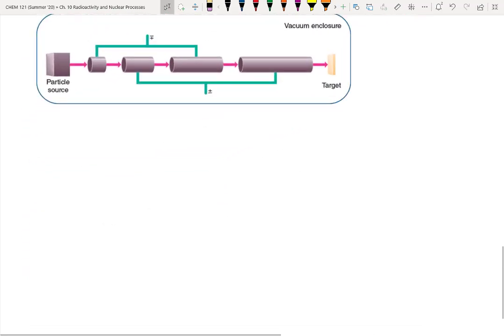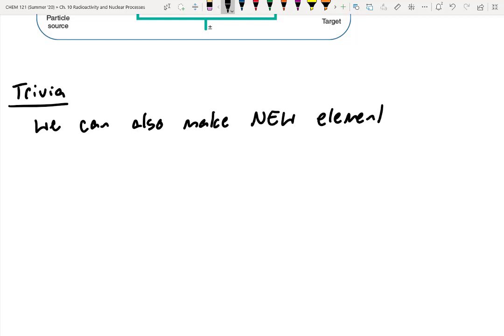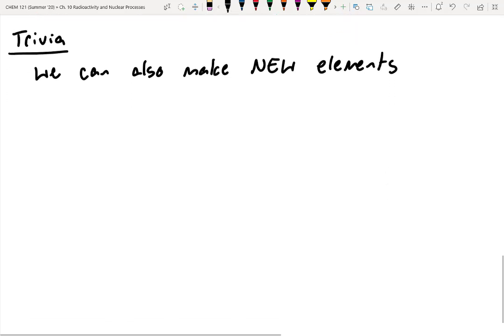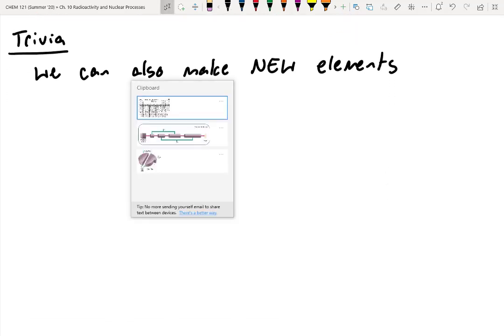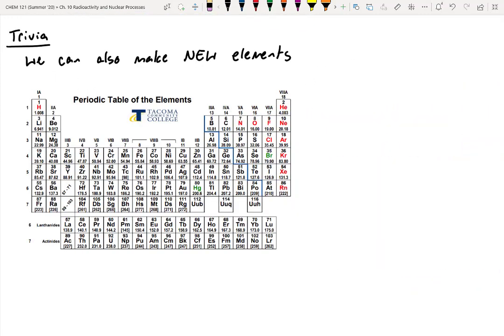All right, the last thing is kind of this weird trivia. All right, so trivia, we can use this to make new elements. All right, so let's pull up the periodic table really quick. So I'm just going to use our TCC periodic table. And here's the cool thing.